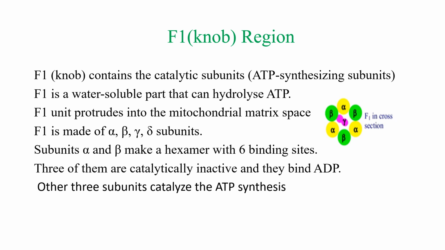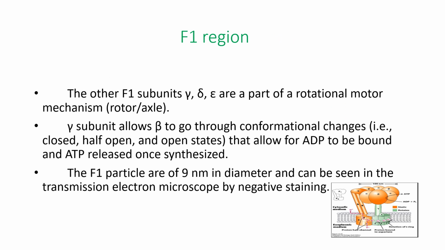The subunits alpha and beta make the hexamer with 6 binding sites. Three of them are catalytically inactive, they only help in the binding of ADP, and the other 3 subunits catalyze the synthesis of ATP. The other F1 subunits are gamma, delta and epsilon, which are part of the rotational motor mechanism. They are involved in the rotation of these beta and alpha subunits.